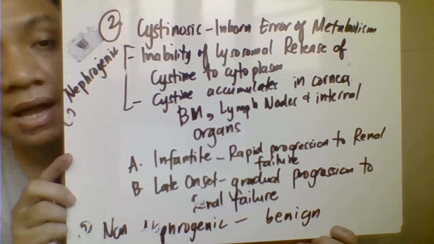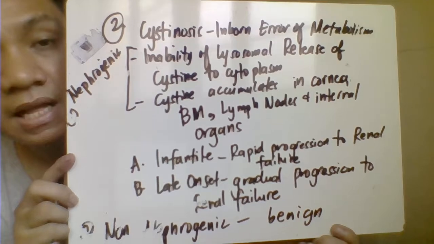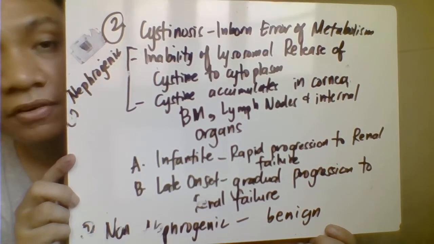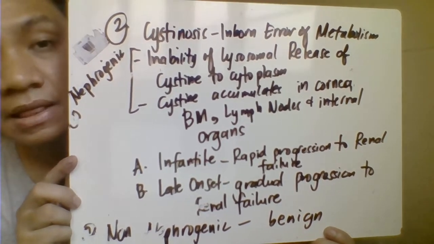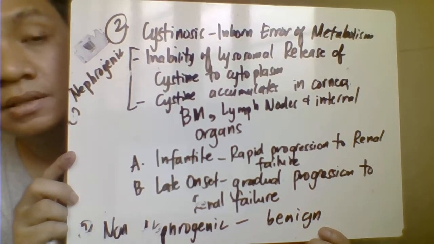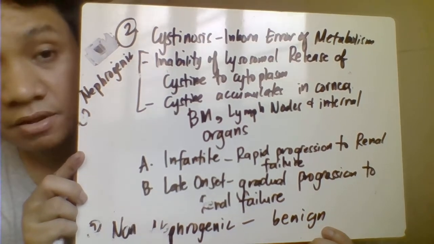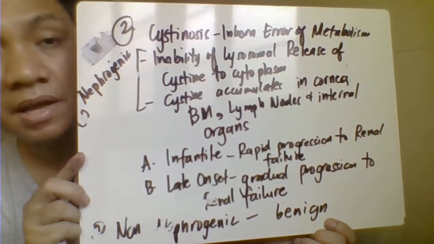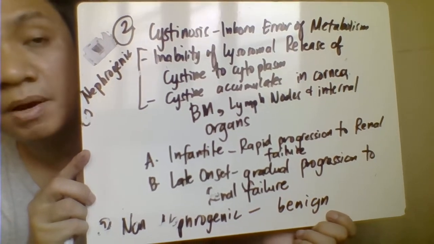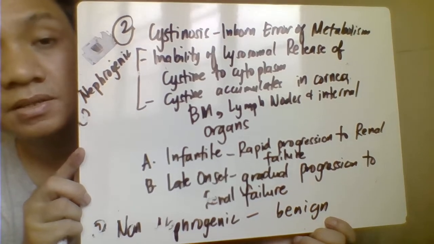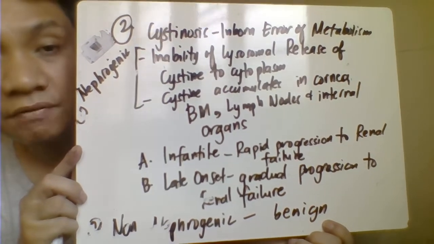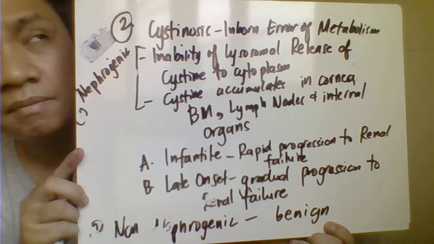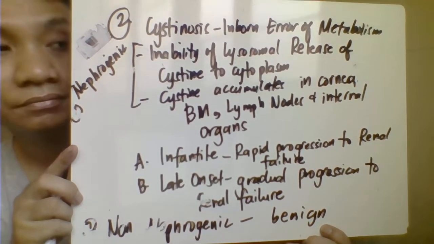As for the mode of inheritance, that could be an infantile nephrogenic cystinosis, or could also be a late onset nephrogenic cystinosis. The infantile one is characterized by rapid progression to renal failure, whereas the late onset has only a gradual progression to renal failure, it's slower. But if it is not detected, again, it will still progress to renal failure. And your non-nephrogenic on the other hand is more benign, meaning less severe.